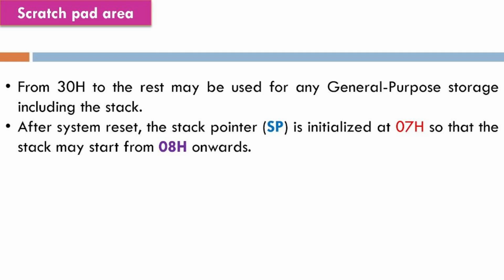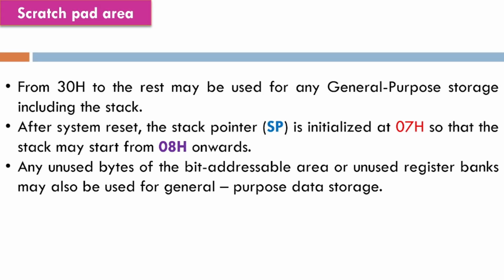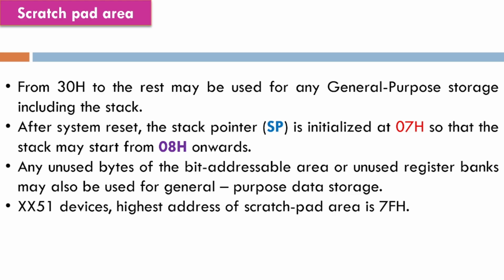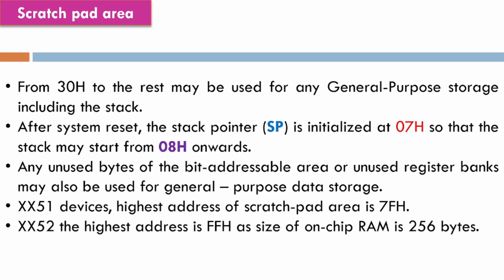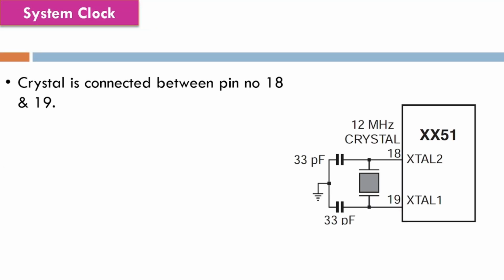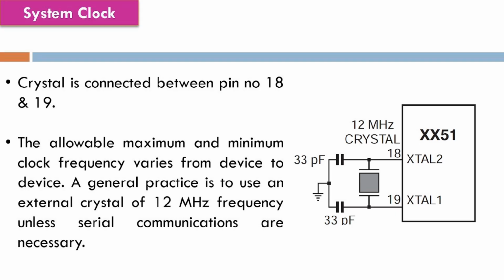In XX51 devices, the highest address for this scratchpad area is 7FH. For the XX52 and XX54 models, the highest address extends up to FFH because they boast a larger on-chip RAM size of 256 bytes. Additionally, any unused bytes from the bit addressable area or the register banks can also function as general-purpose data storage. Now let's talk about the heartbeat of the system clock.